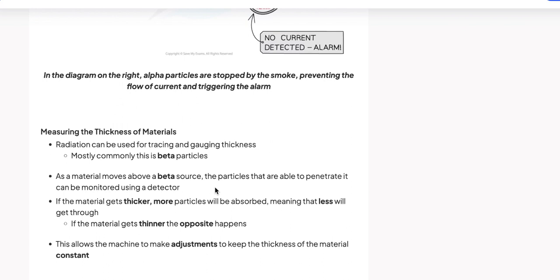Now let's take a look at measuring the thickness of material. The radiation we use is the beta particles, right? Radiations can be used for tracing or gauging the thickness of different materials. The most common one for gauging and measuring the thickness of material is the beta particle, right?